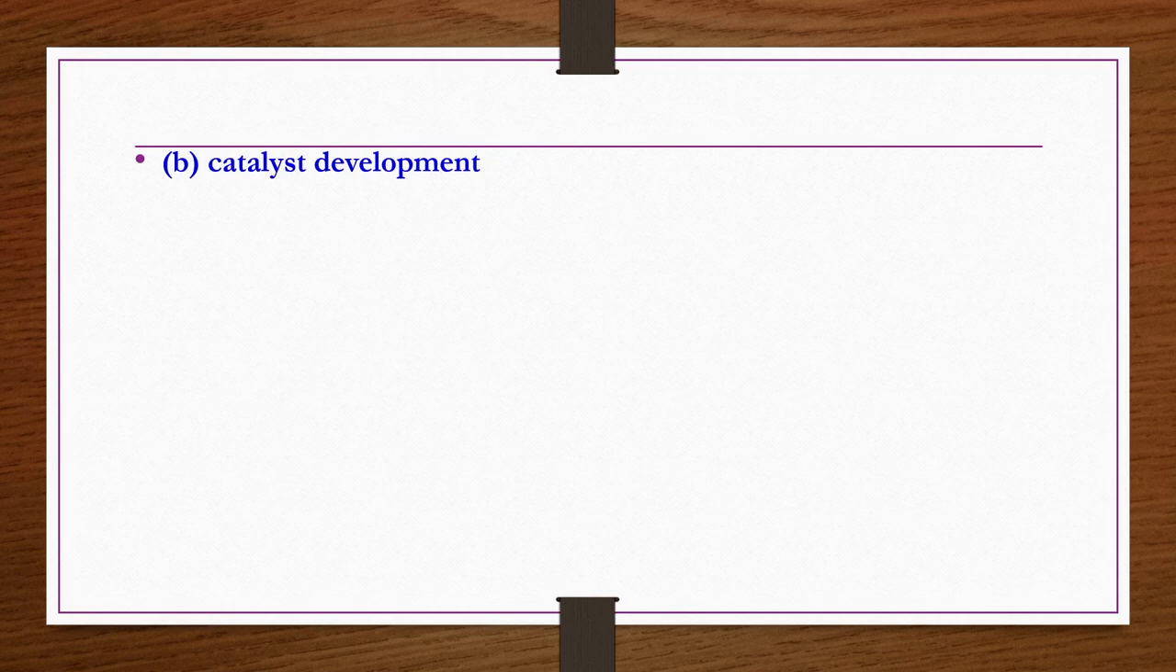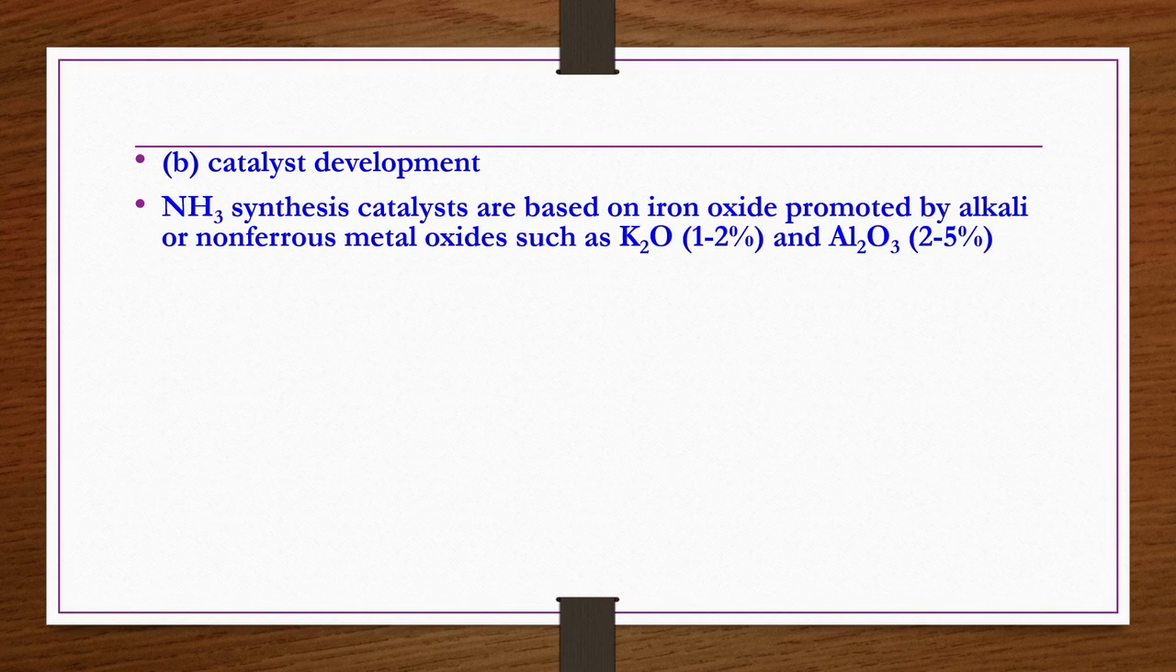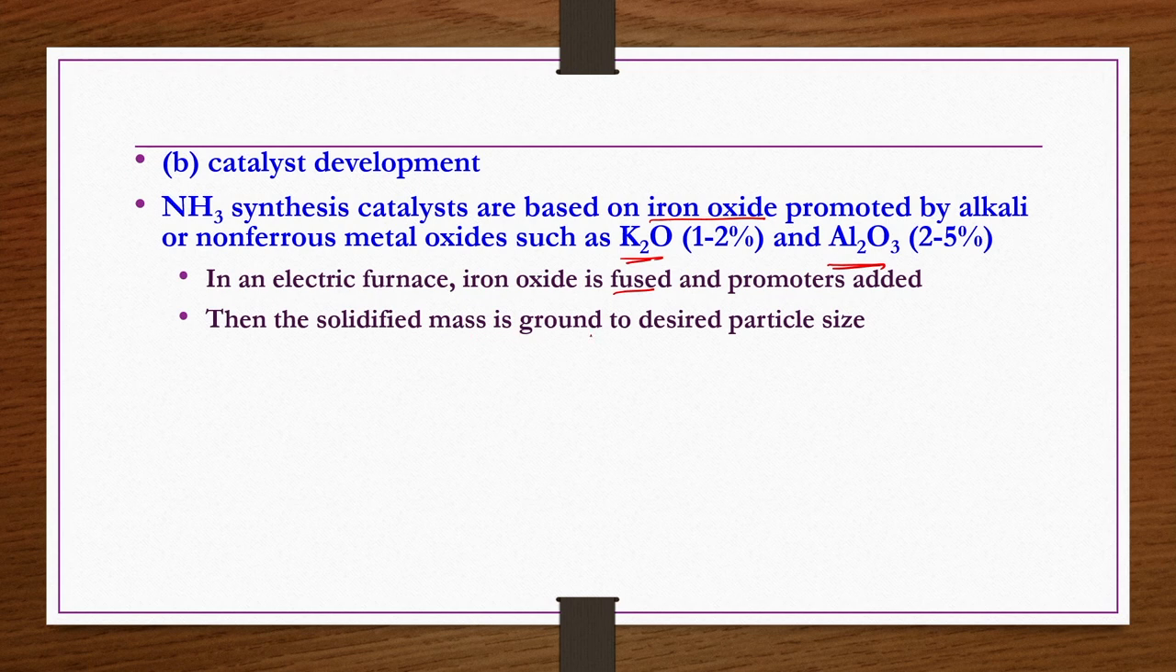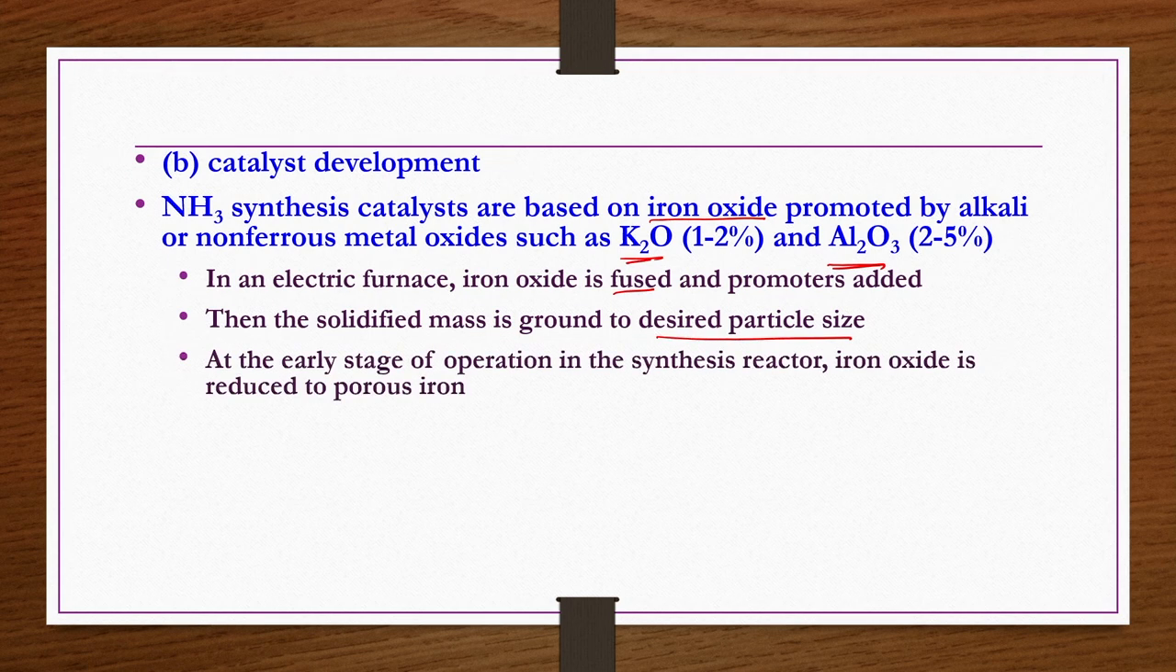Next one is the catalyst development. Ammonia synthesis catalysts are based on iron oxide, which are promoted by alkali or non-ferrous metal oxides such as potassium oxide and alumina. Iron oxides are very famous catalysts for ammonia synthesis. How do you produce them? In an electric furnace, iron oxide is fused and promoters are added. Then the solidified mass is ground to the desired particle size.